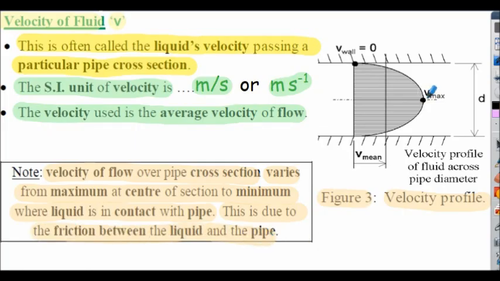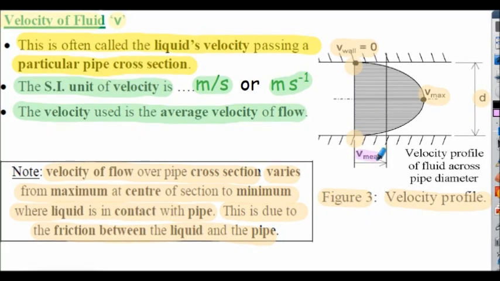We have the maximum velocity shown here at the centre of the pipe. Our pipe is of diameter d, and we have 0 velocity at the wall due to the friction between the liquid and the pipe. And here's the location of the mean velocity, also termed the average velocity, that will be used within the following calculations.